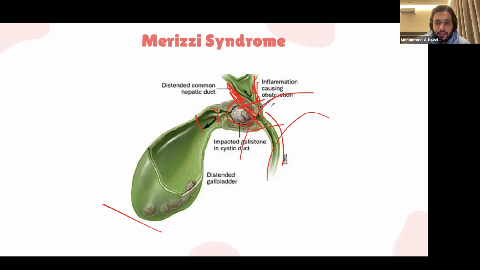Okay? Just know that Mirizzi syndrome, if you have a patient who has a stone in the cystic duct, but then has ascending cholangitis as well with it, obstructing a common hepatic duct, it's Mirizzi syndrome. Okay.